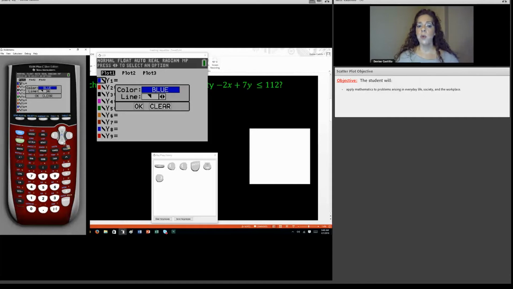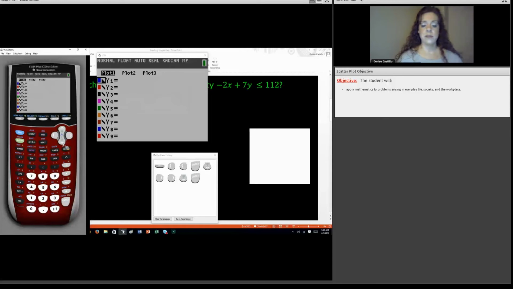Then if we arrow once, this one with the triangle above, that will be greater than. If we arrow one more time, we'll get the triangle on the bottom. That is less than, and that is what we're looking for. So OK, and hit enter. So now that we have our inequality symbol, arrow back to in front of the equal sign, and now we can type in our inequality.